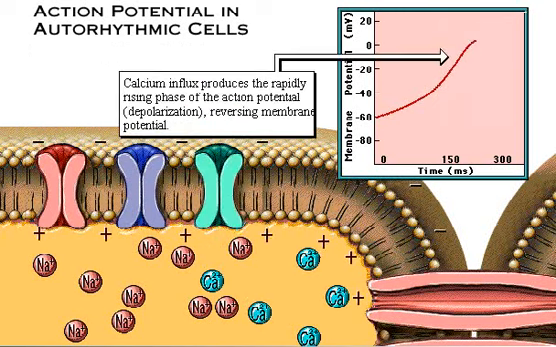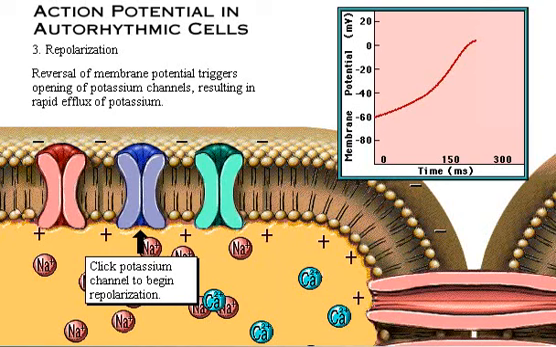Note on the graph that the calcium influx produces the rapidly rising phase of the action potential, depolarization, which results in the reversal of the membrane potential from negative to positive inside the cell. This reversal of membrane potential triggers the opening of potassium channels, resulting in potassium rapidly leaving the cell. To see the potassium efflux and the resulting repolarization, click the potassium channel.